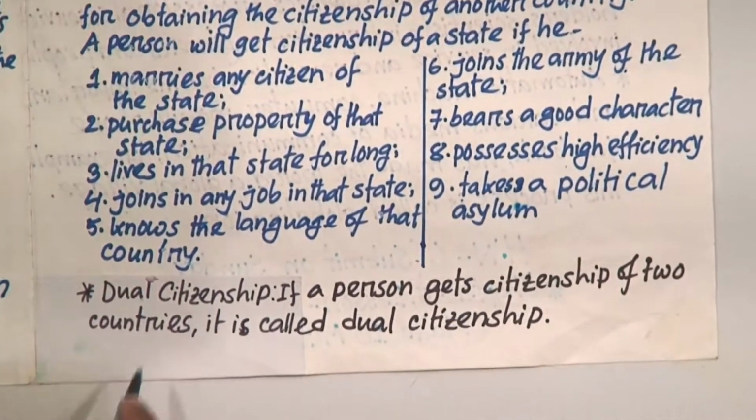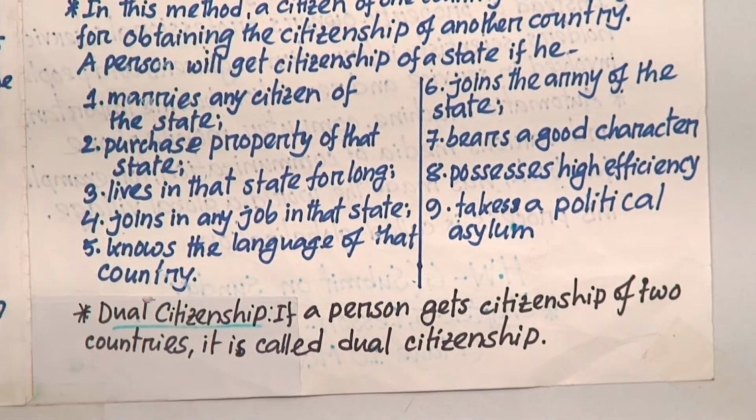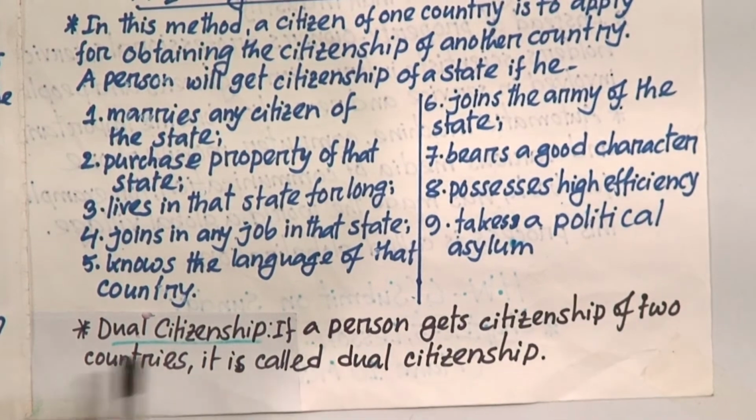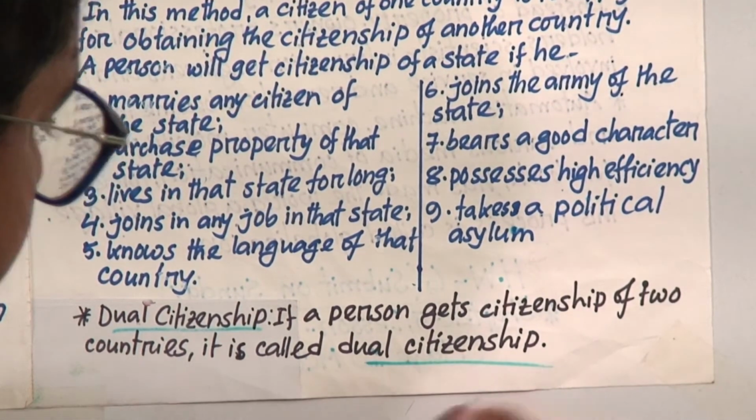Last one, dual citizenship. What is it? If a person gets citizenship of 2 countries, it is called dual citizenship.